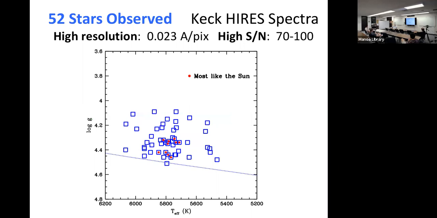So this is luminosity, log g versus temperature, showing the distribution of the stars we observed. These were all observed at Keck with the high-res spectrograph, high dispersion and high signal to noise. This was done over 12 different observing nights and 4 different observing runs. We squeezed in these bright stars.